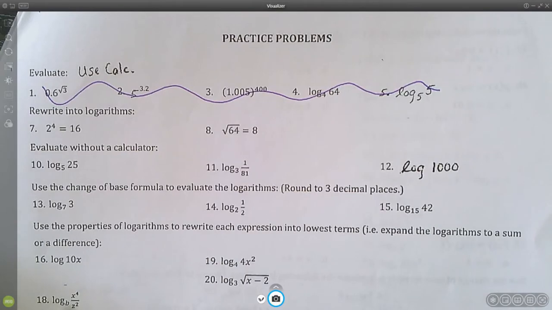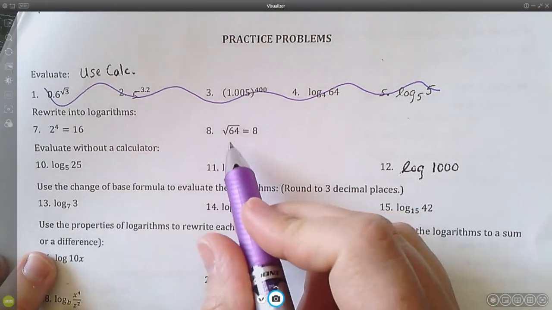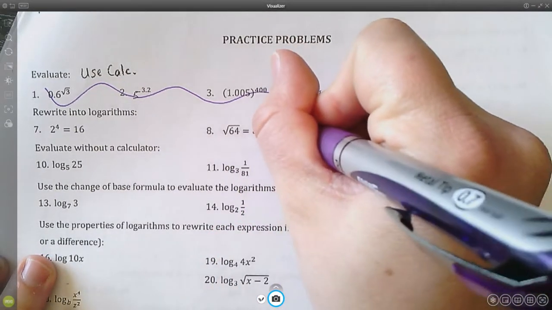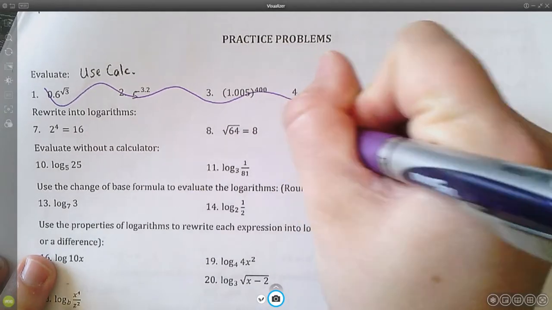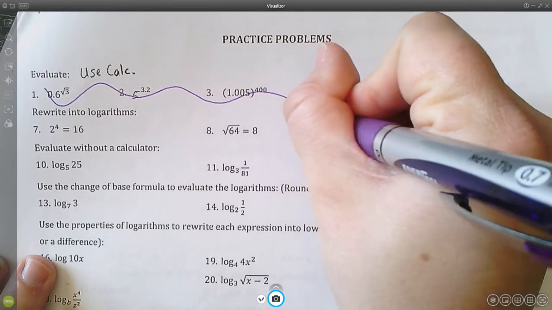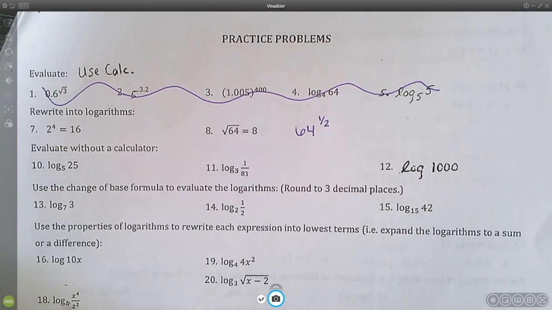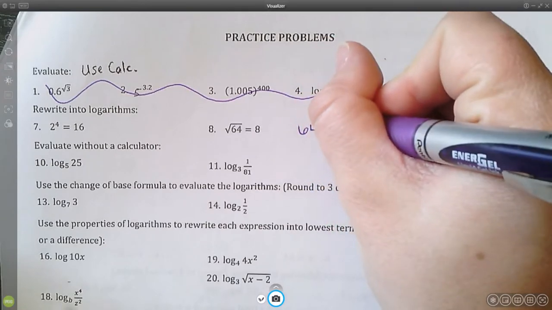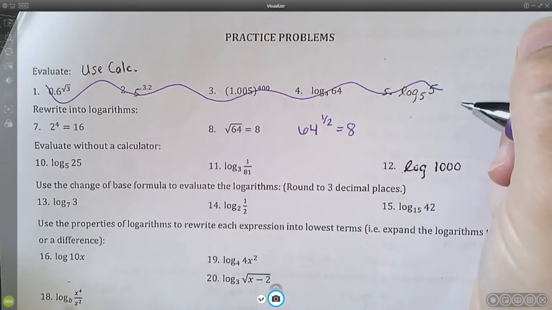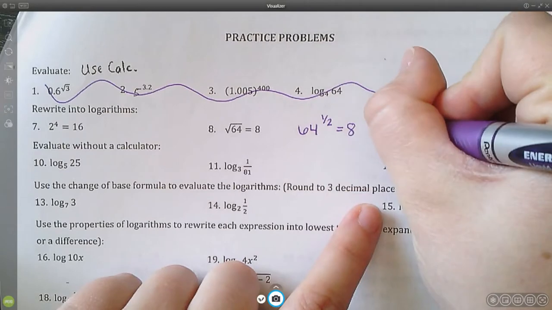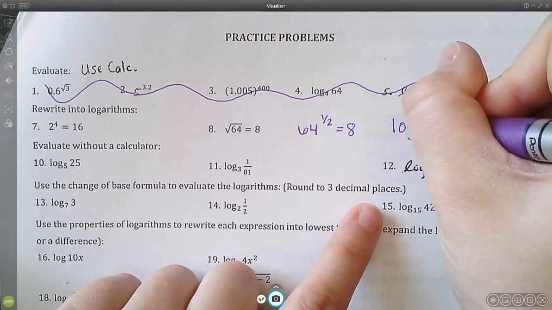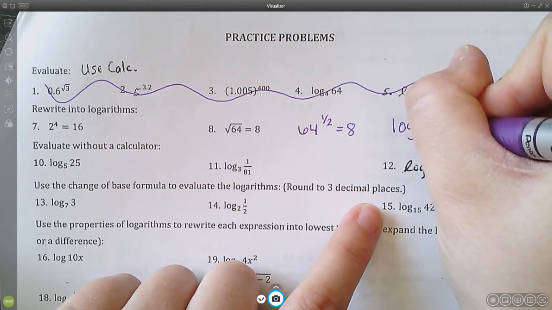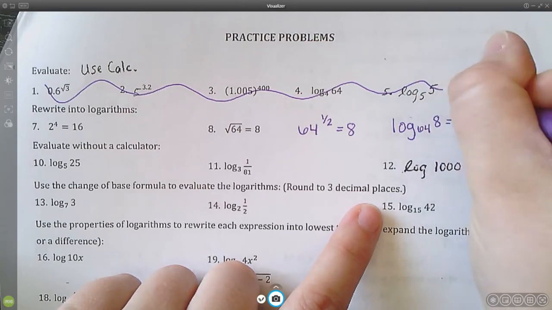Something that usually people forget: the square root of 64, you can also write this as 64 to the power of 1/2. So square root is to the power of 1/2, cubed root is to the power of 1/3, and so on. So 64 to the power of 1/2 equals 8. We want to write it in log form. So you're going to have log base 64 of 8 equals 1/2.